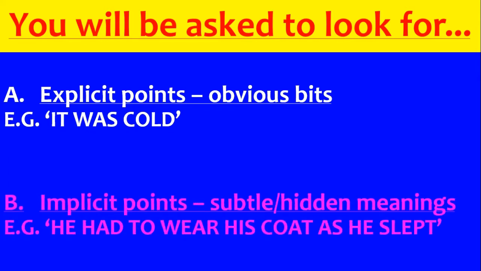An implicit point is where it's a bit more subtle. You have to read between the lines a little bit more. So for example, explicit would be it was cold. Implicit would be he had to wear his coat as he slept. So you as a reader are reading into the fact that because he's got to wear a coat when he's asleep, he is obviously cold.